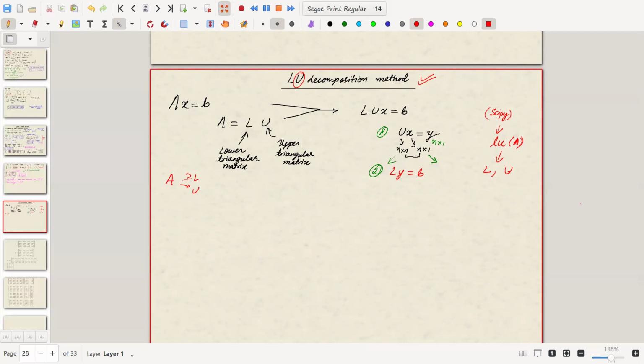So why are we learning a new method? We are learning method after method, but why are we learning? Every method has its own taste and its use. Why we learned about LU decomposition is because of this fact.